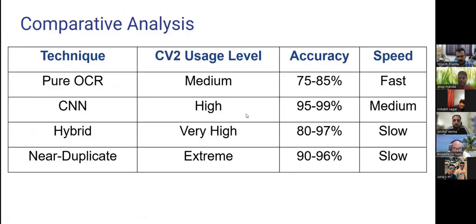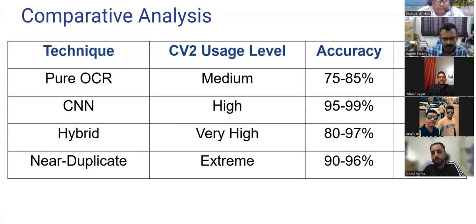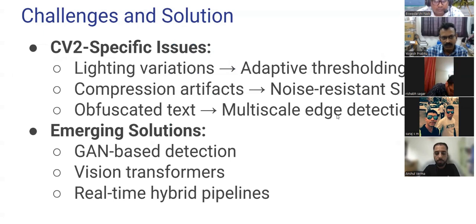Next slide, please. Starting again with a comparative analysis. In short, OCR is faster and simple, but struggles with visual complexity, whereas deep learning is more powerful and adaptive, but comes with greater resource demands. As an ideal solution, we can combine both: use OCR to extract explicit text features and use deep learning to understand the image holistically. As image spam continues to evolve, hybrid models are increasingly the future of robust detection. The next slide, challenges and solutions.